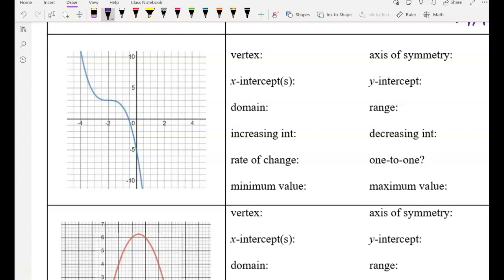So example 2 gives us a different graph, and again, we're just going to fill out the main characteristics. We are going to add arrows at the ends. Now, this one doesn't have a vertex, so as definition, vertex is either the highest or the lowest. We don't have that, but we do have this thing called inflection point. So I'm going to cross it out and write inflection point.